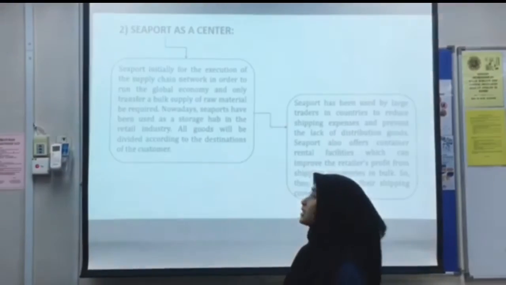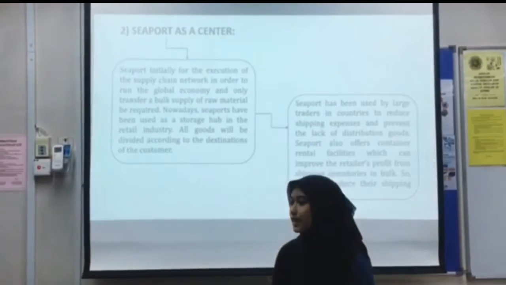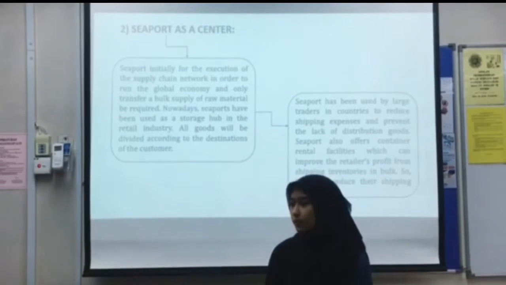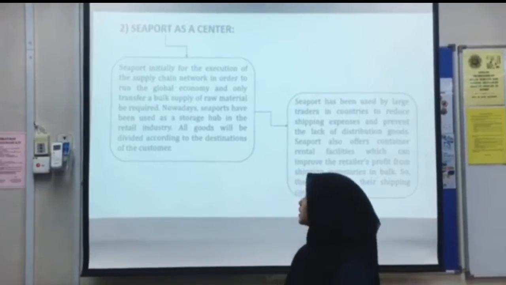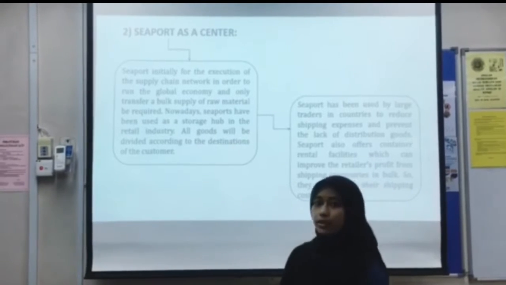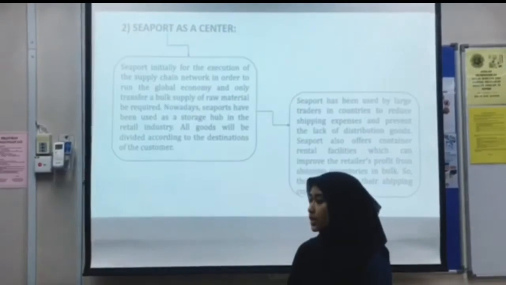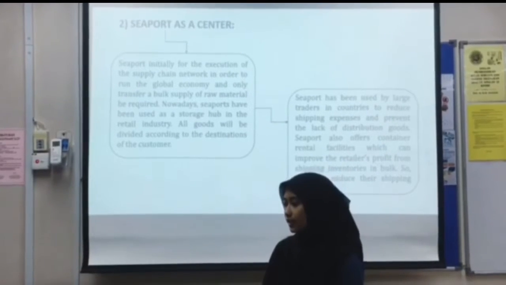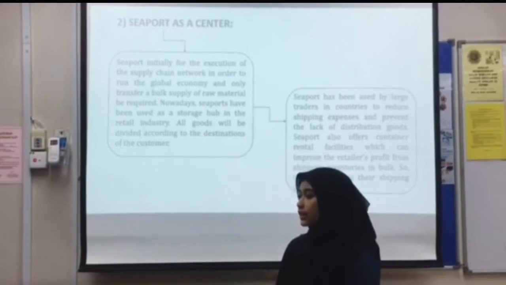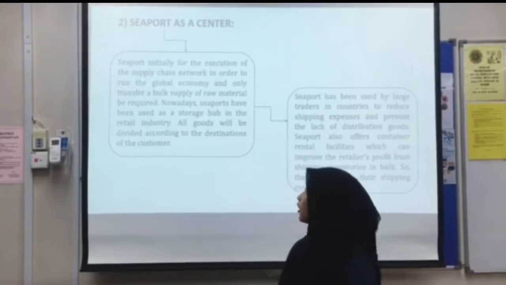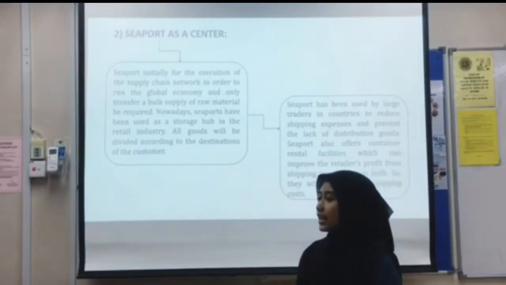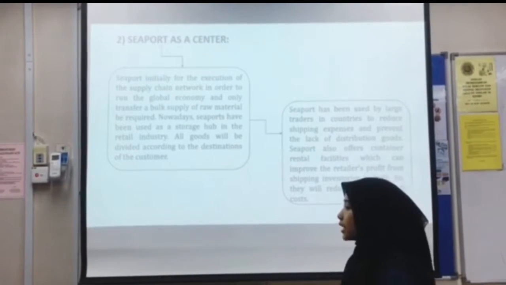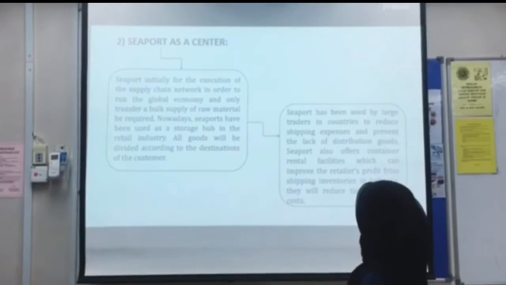The second one is seaport as a center. Seaports are at the center of the supply chain network in order to run the global economy and transfer a bulk supply of raw materials as required. Nowadays, seaports are used as storage hubs in the retail industry. All goods will be divided according to the destination of the customer. Large traders in the countries do this to reduce shipping expenses and prevent a lack of distribution of goods.